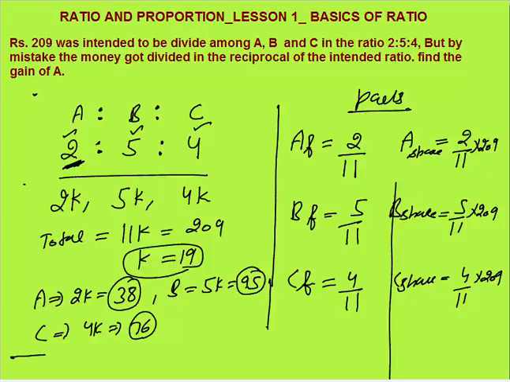So that was the way. I have solved the question in two ways. As per this way, if the money could have been divided in the ratio 2 is to 5 is to 4, A could have got 38. But the question says that money got divided in the reciprocal of the ratio.